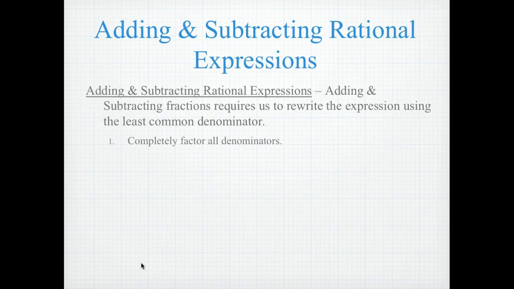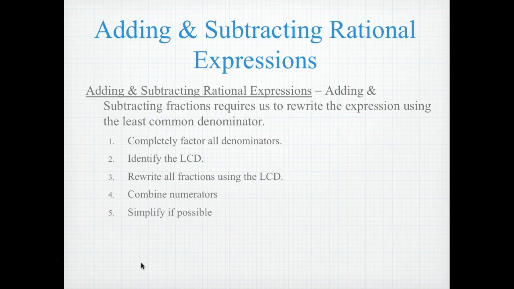Our first step is to completely factor all denominators. Next, we have to use those denominators and identify the least common denominator, or the LCD. Then we have to rewrite all of our fractions using the LCD. Once we've done that, we can finally combine the numerators, and then we look to simplify. Sometimes there will be some canceling as well to simplify that fraction.